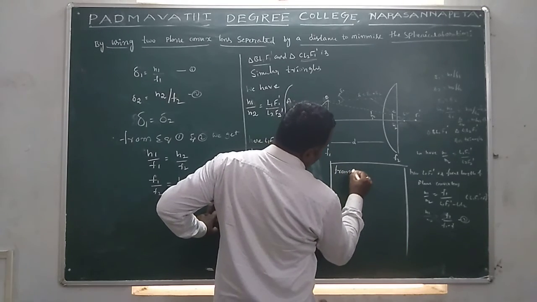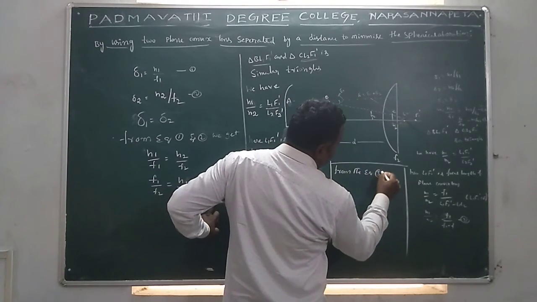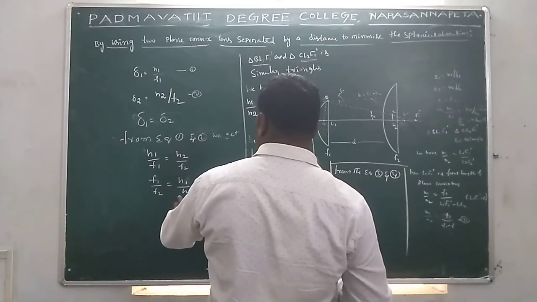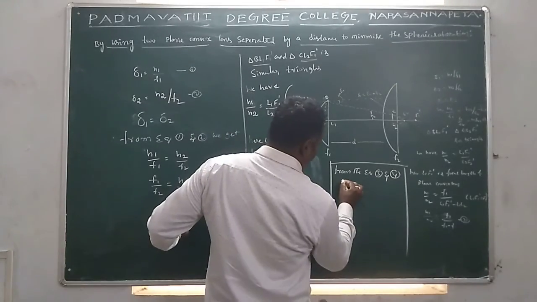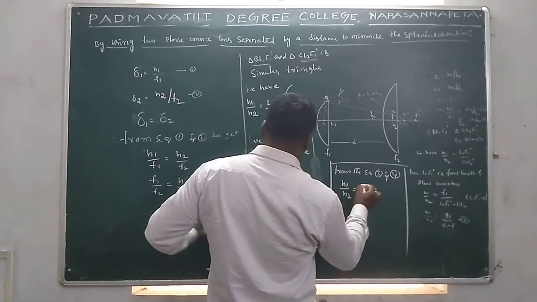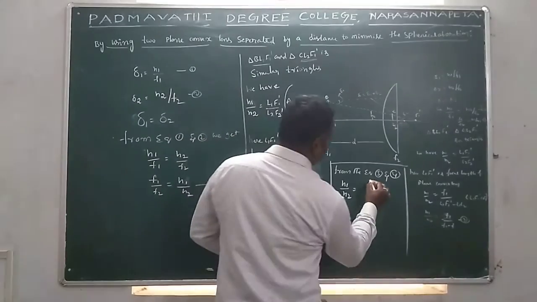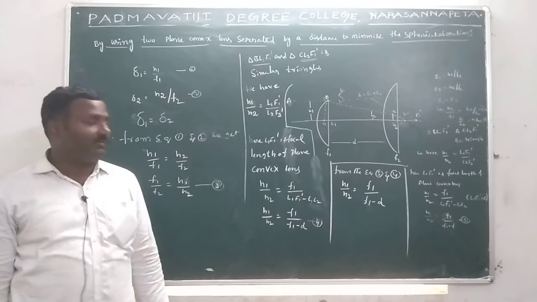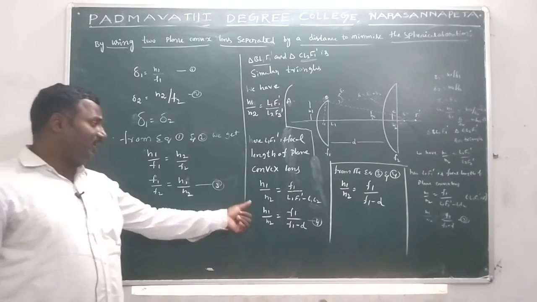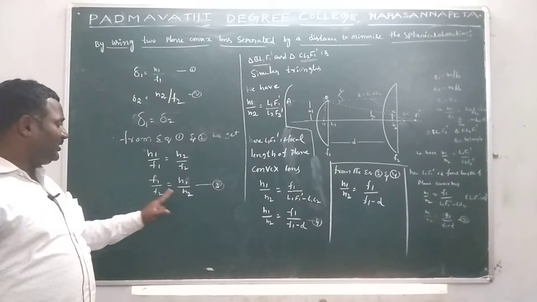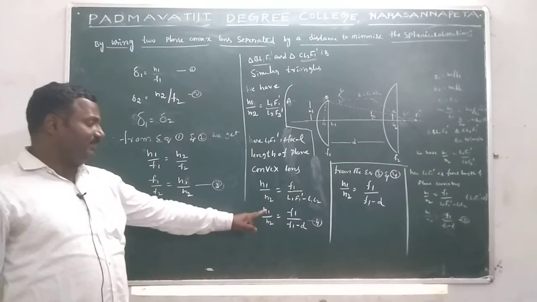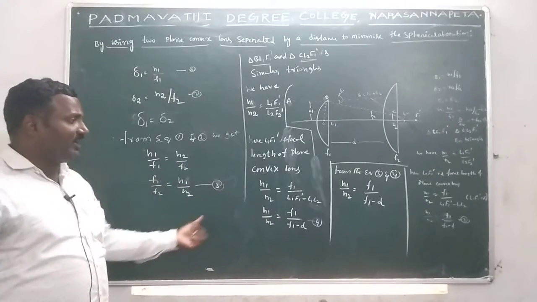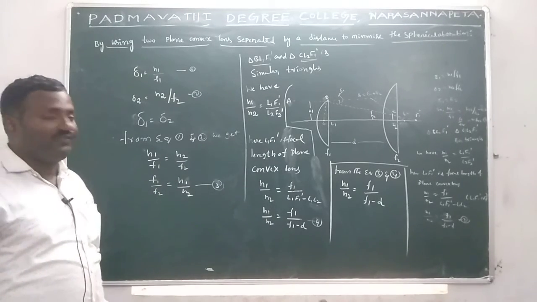From equations 3 and 4, what can be written? H1 by H2 is equal to F1 by F2, and at the same time H1 by H2 is equal to F1 by F1 minus d. So if we equate these two equations, we can write H1 by H2 is equal to F1 by F1 minus d.